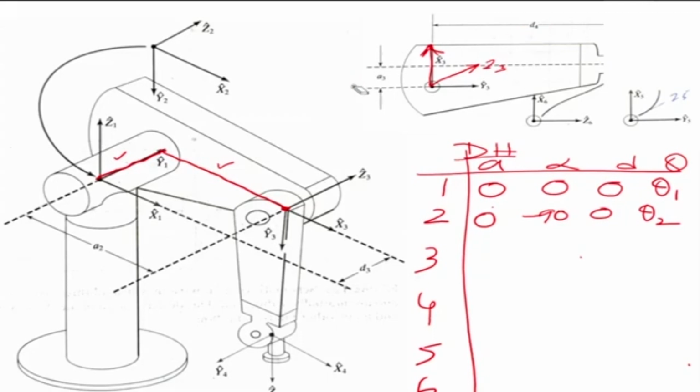Now if you go back and look at the distances here, what are the distances? One is A2, this distance. So this is the distance A2. And there is an offset distance which is D3 there.